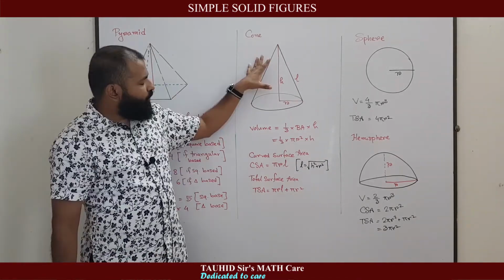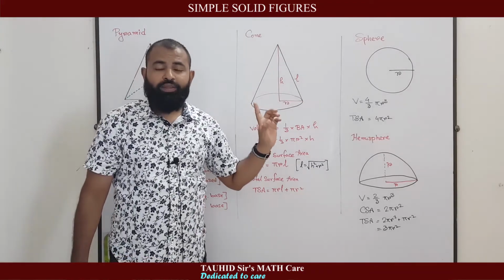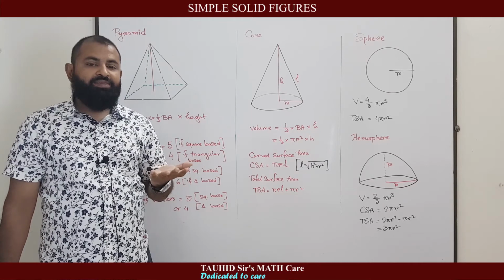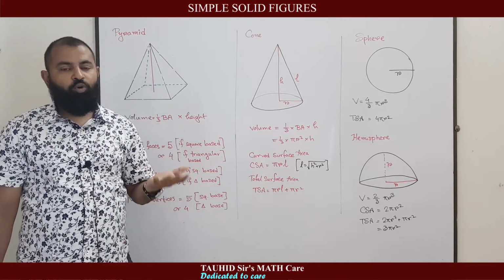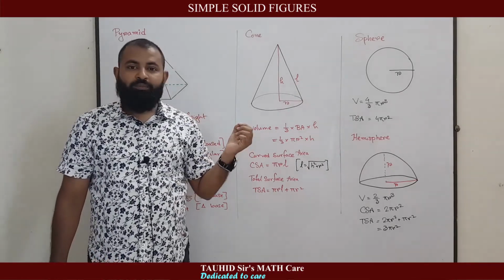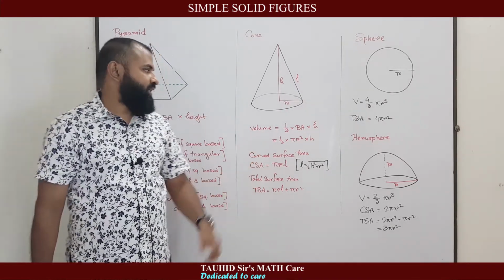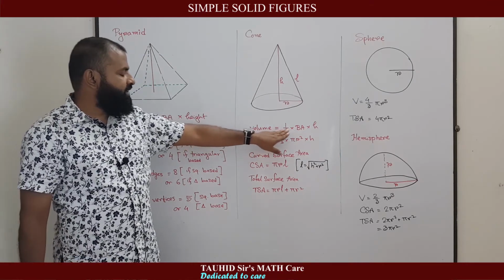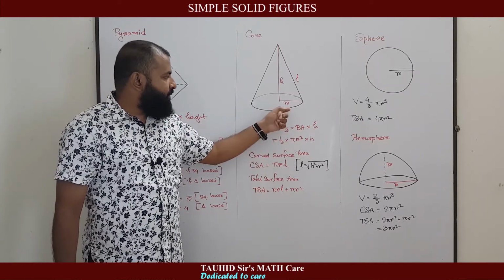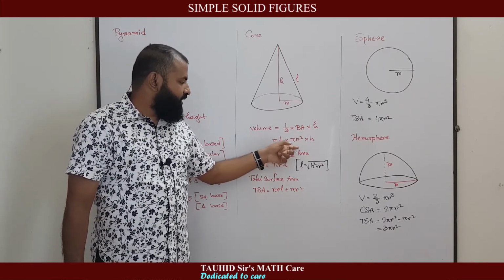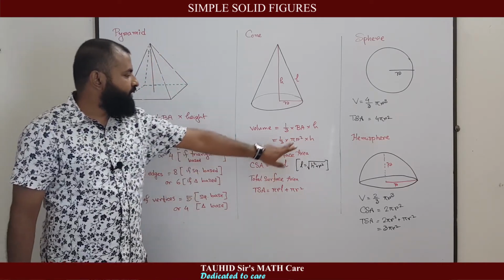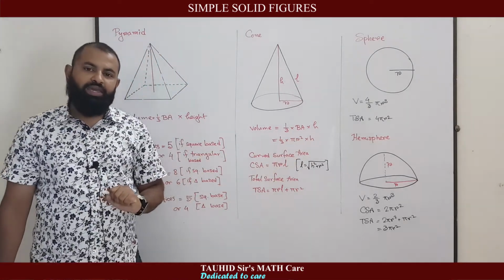Now cone. You can see the shape of a cone. The only difference between cone and pyramid is, for the pyramid, the base is either a square shape or a rectangular shape or a triangular shape. But for cone, the base is of circular shape. So the formula of volume is primarily the same, 1/3 base area into height. And as the base is a circle, the volume is 1/3 into pi r square into h. So the volume of a cone is 1/3 pi r square h.